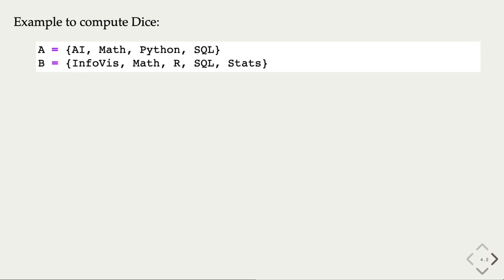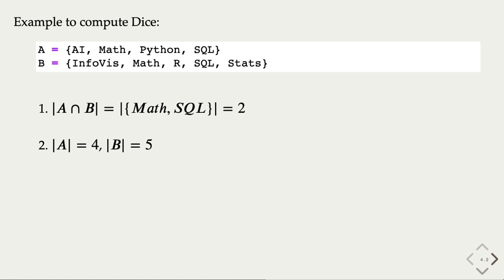So to show you an example of how to compute the Dice coefficient, these are 2 teams and 2 sets of skills that we discussed earlier. First, we compute the cardinality of their intersection, which is 2. And then we compute the cardinalities of A and B individually. Now we can compute the Dice coefficient by dividing 2 times the intersection by the sum of their cardinalities.